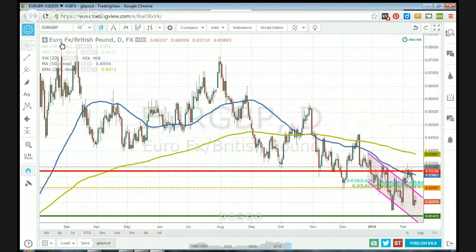So here's euro pound. This position, I entered at this red line here. That's also where my stop is, so my stop is now at break even. And nothing yet. It hasn't reached this profit target. We still have about 60 pips to go, I think. Let me just double check. Yeah, about 60 pips to go before we hit this profit target.